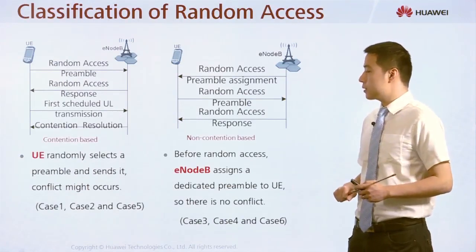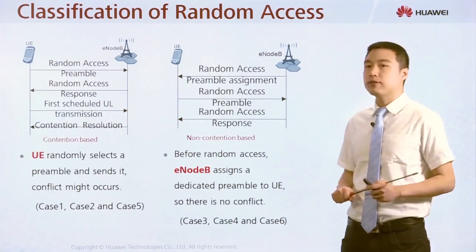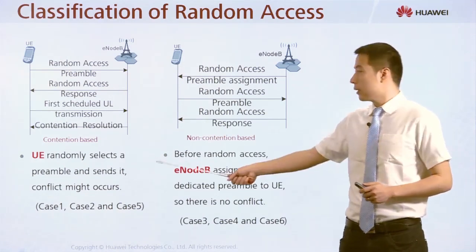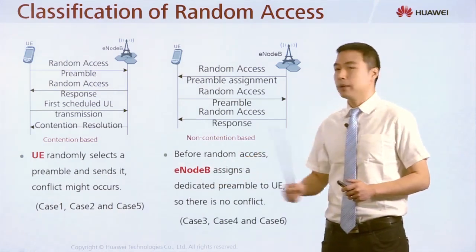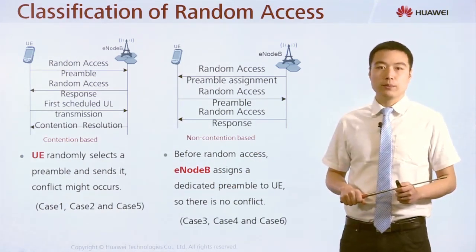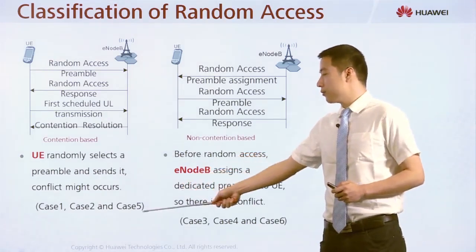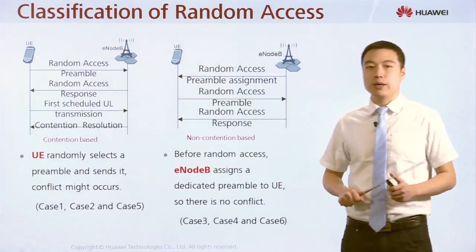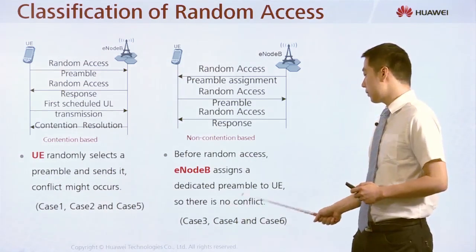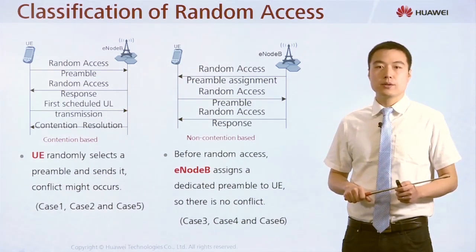For these 6 different scenarios of the random access, actually we divide them into 2 classes. One is the contention-based random access. Another one is the non-contention-based random access. Case 1, case 2, and case 5 belong to the contention-based random access. Case 3, case 4, case 6 belong to the non-contention-based random access.